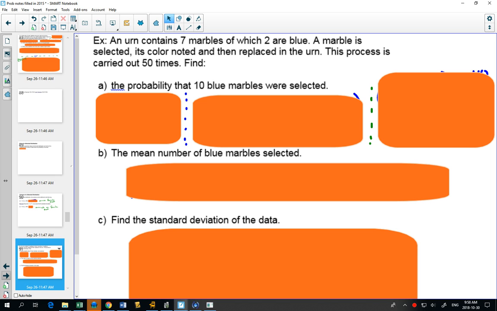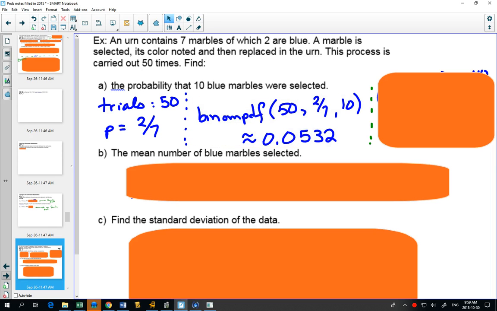Okay. A marble is selected, dusted off, and its color noted. Then it is replaced in the urn. This process is done 50 times. Right? Find the probability that 10 blue marbles were selected. So we see that this is binomial distribution. There's 50 trials with a probability of success 2 out of 7. Binom PDF could tell us that, right?